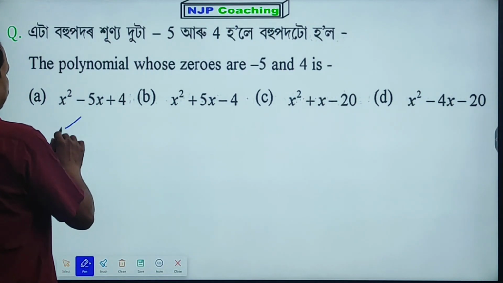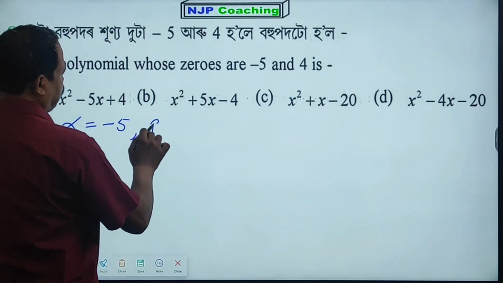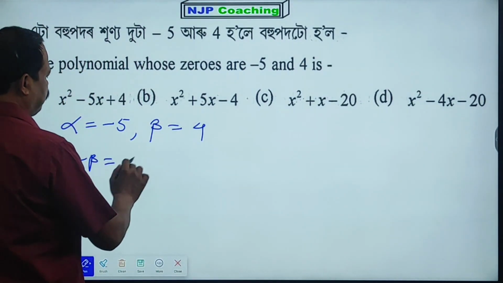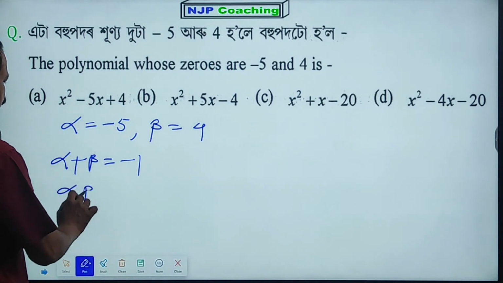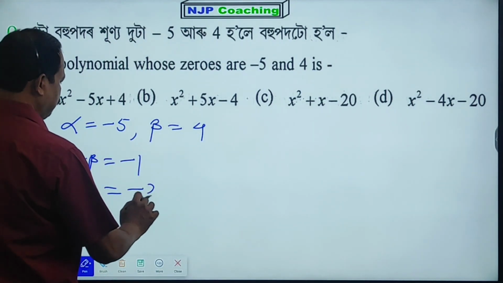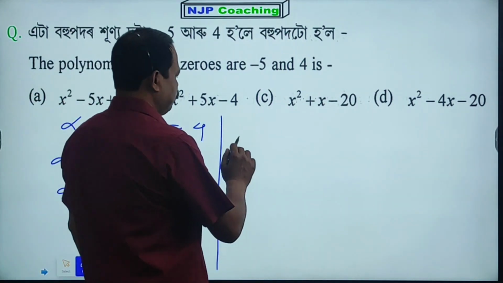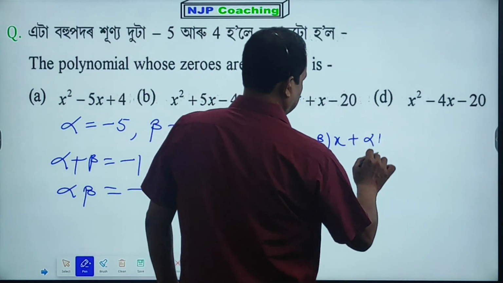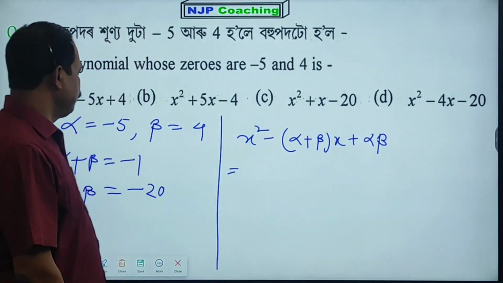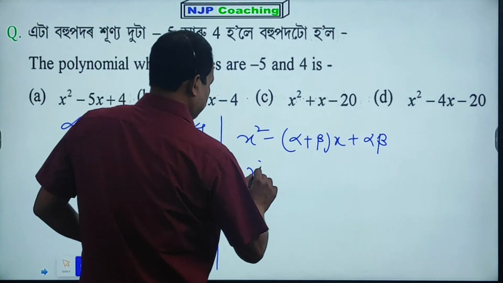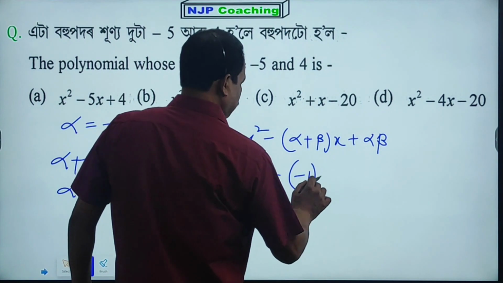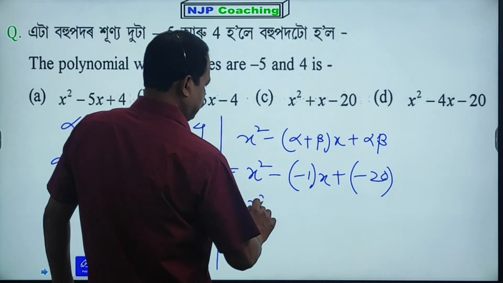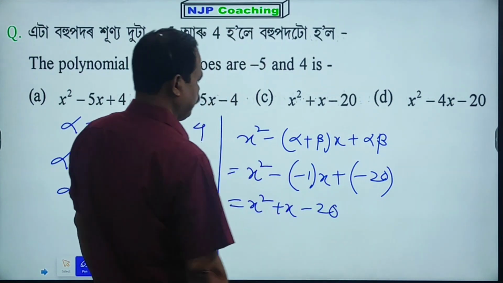Then what is the sum? If I take alpha equal -5 and beta other zero equal 4, then what is alpha plus beta? -5 plus 4 equal -1. And what is alpha beta? -5 into 4, -20. So what is the polynomial? X square minus alpha plus beta into x plus alpha beta. So what is the polynomial? X square minus -1 into x plus product is -20. So x square plus x minus 20.